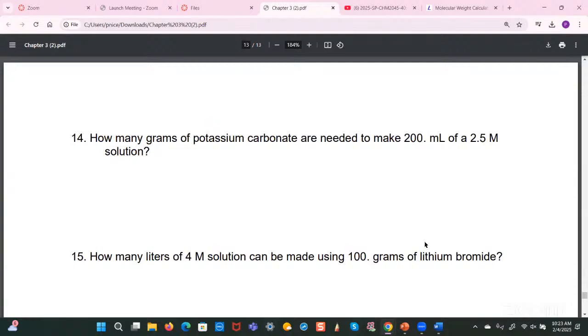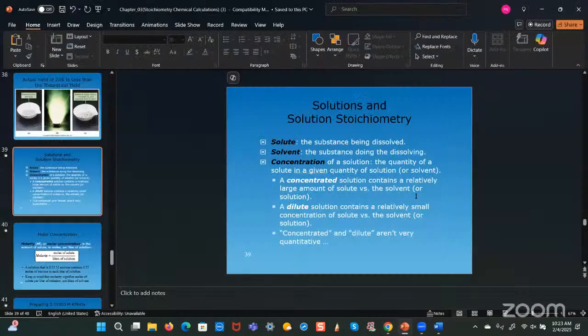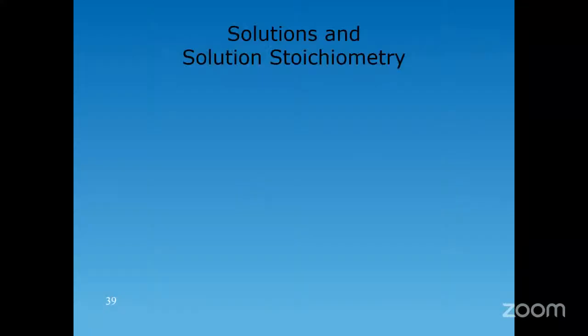All right, so in the time that we have left, let's see if we can finish up on this chapter here. So now we're going to talk about solutions and solution stoichiometry. I'm quite sure we're familiar with the term solution from earlier. In fact, we discussed that in chapter 2. A solution is a homogeneous mixture of two or more substances, made up of two parts: the solutes and the solvent.